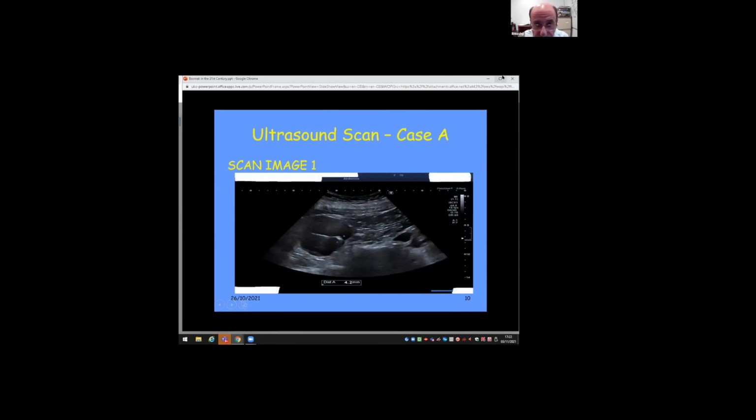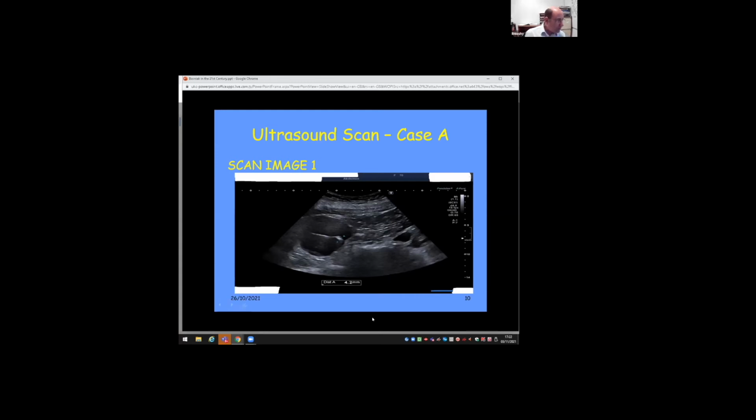I'm going to show you some images now where CECT has said something and ultrasound has changed it. This is case A. I'm only going to show you ultrasound because I'm a sonographer, but this is deliberate.